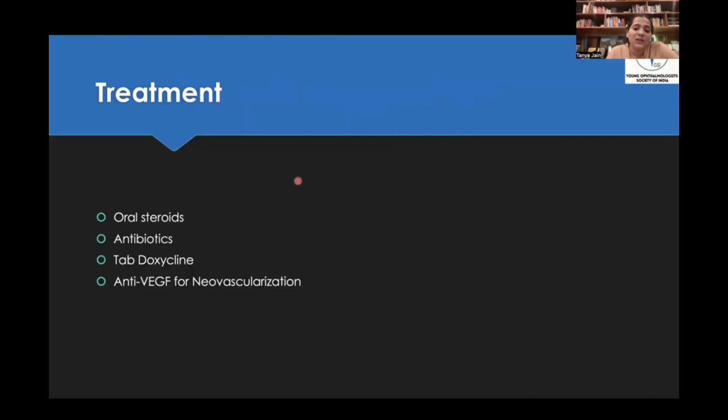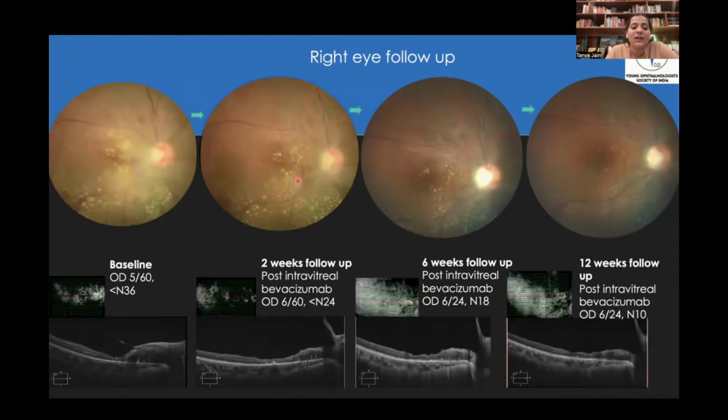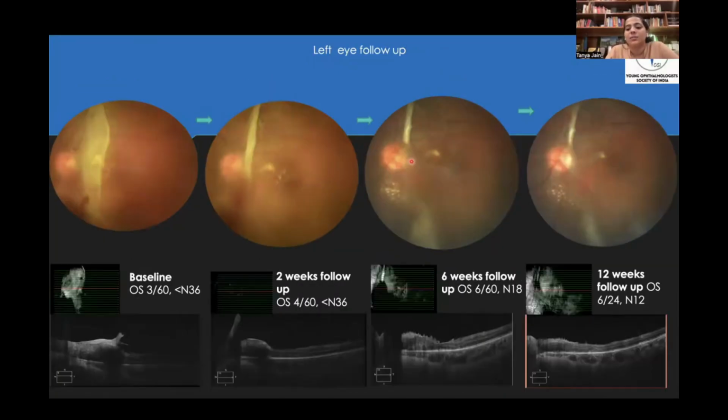Sometimes, if there is neovascularization, anti-VEGF may be required, as in one of our patients, where we gave him steroids along with one shot of bevacizumab for this neovascularization, and the patient responded well. The other one had VH. This patient also responded very well just with oral steroids.